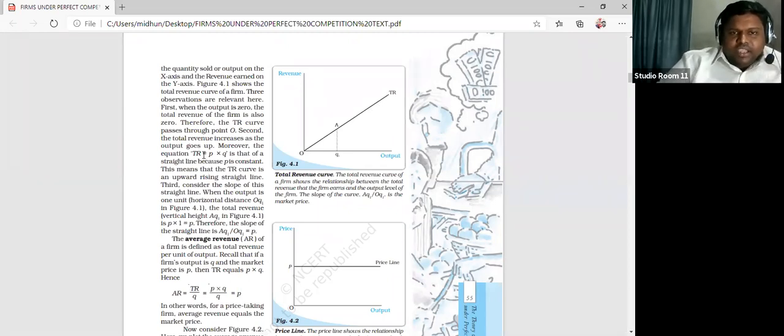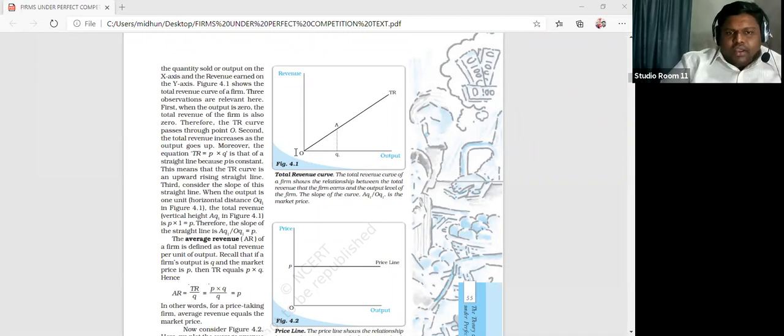So TR is equal to P into Q, which is a straight line. The total revenue curve is an upward rising straight line. Thirdly, consider the slope of the straight line when the output is 1 unit. That is the horizontal distance OQ1 in figure 4.1, this distance.